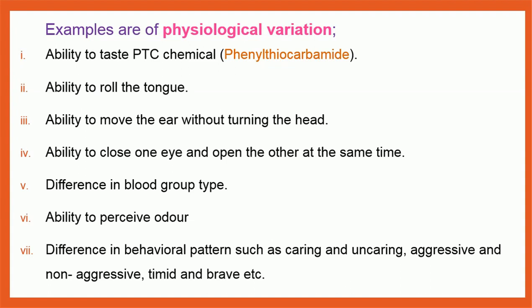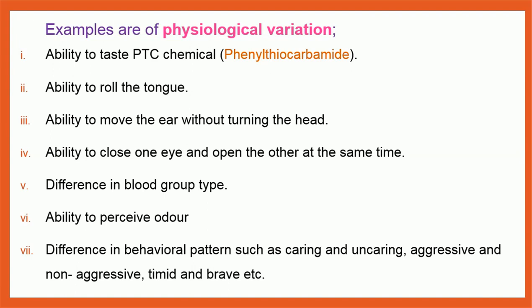Number two, ability to roll the tongue. Some people can roll their tongues, others cannot roll the tongue. Number three, ability to move the ear without turning the head. Number four, ability to close one eye and open the other at the same time. Now some people can close one eye and open the other at the same time, while others cannot do that. Number five, differences in blood group type. Number six, ability to perceive odor.